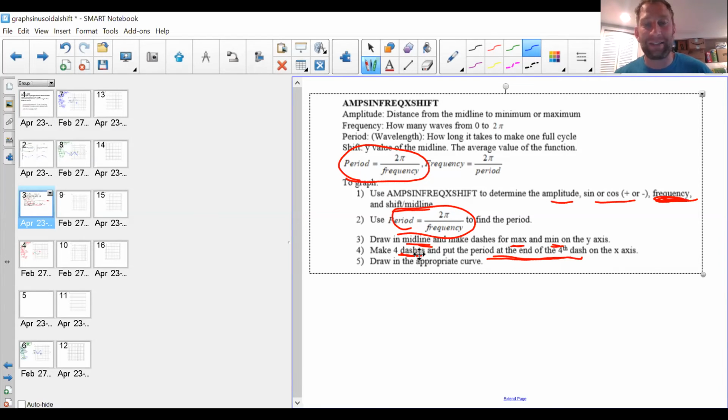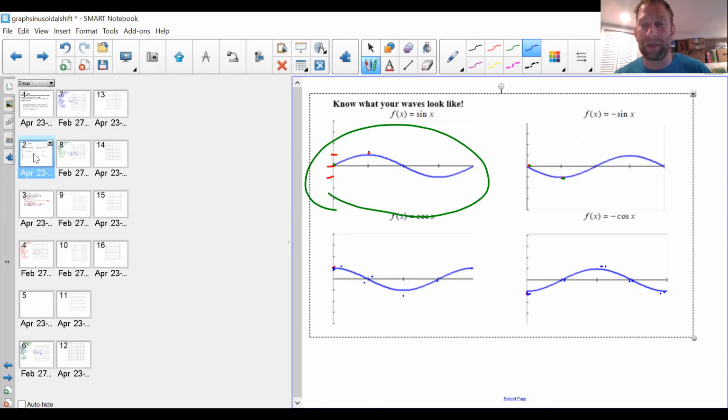Then for your x-axis, you always make 4 dashes. You put whatever the period is at the end of the 4th dash. Then you look at your curves, you draw the appropriate curve in.